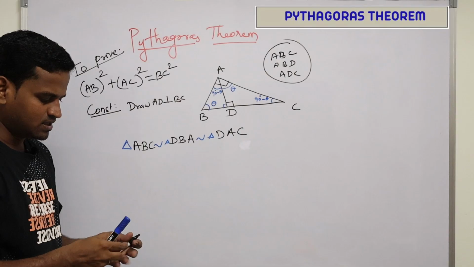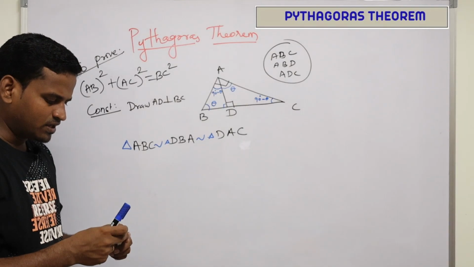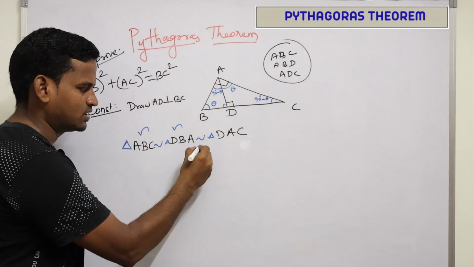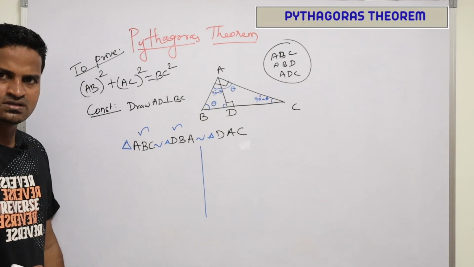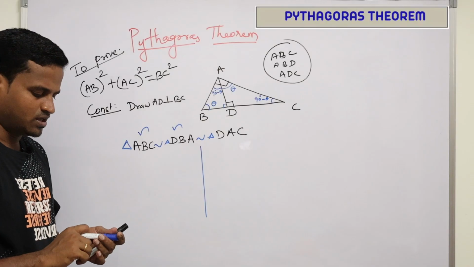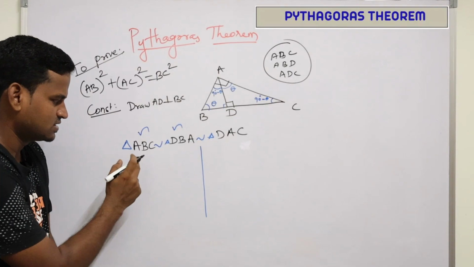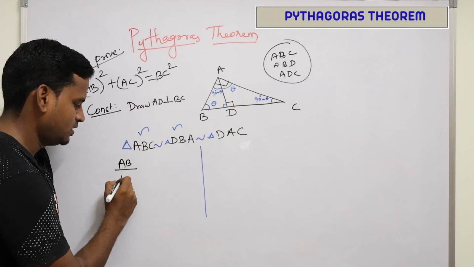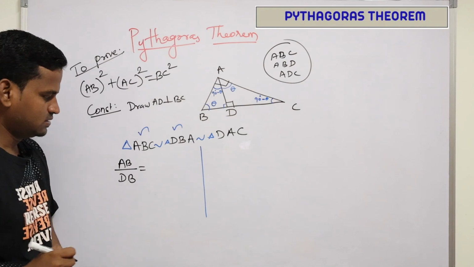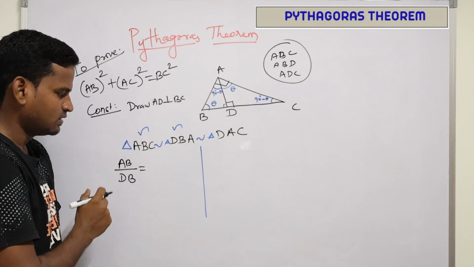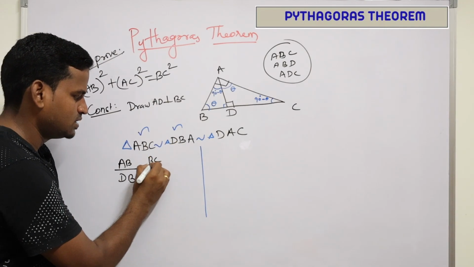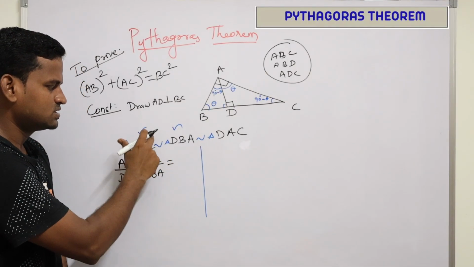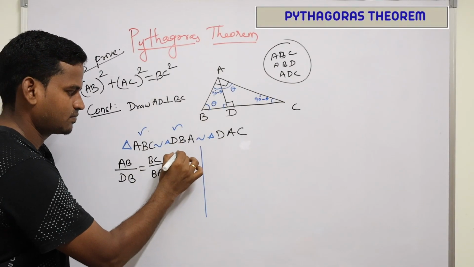Next step, you can see here. If two triangles are similar, let me take these two triangles first. These two triangles are similar, so I'm sure their sides are proportional. You know that result. How can we write it in proportion? First, AB by DB is equal to BC by BA, again equal to AC by DA.